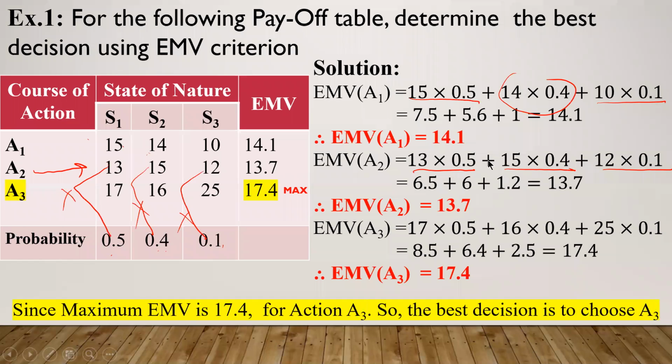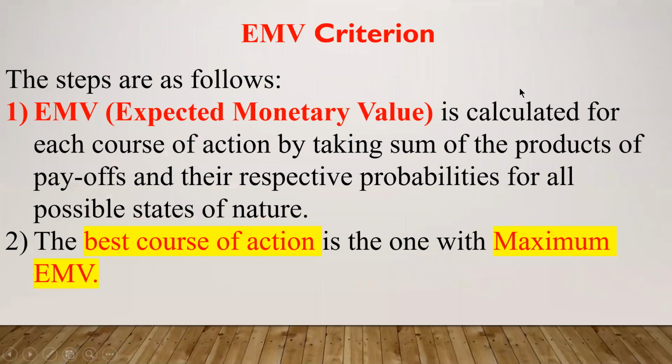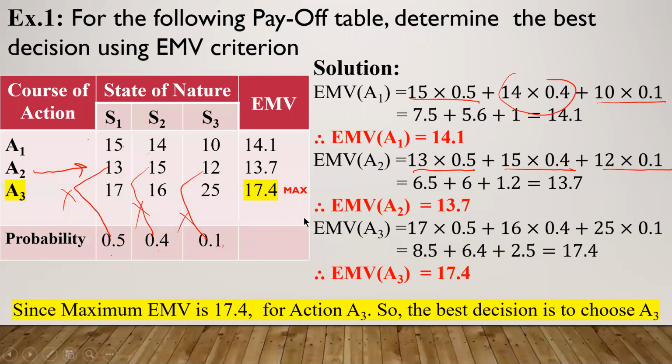So this is the sum, that is, the addition of products, products of what, payoff and probability. That is what is written here. See, EMV is calculated by taking the sum of products of payoff and their probabilities. Now 13 into 0.5 is 6.5, 15 into 0.4 is 6, and 12 into 0.1 is 1.2. When you add these three, you will get 13.7. So EMV of A2 is 13.7.